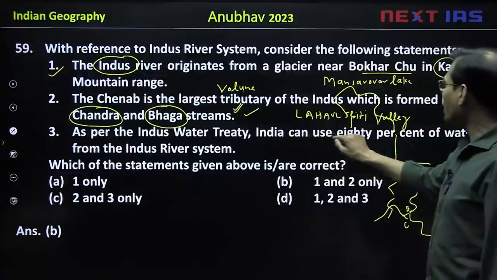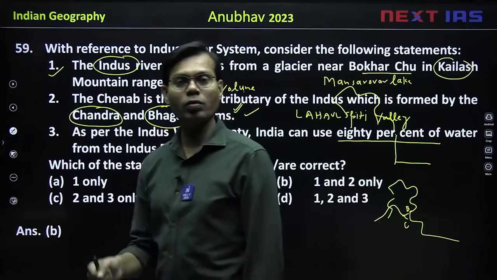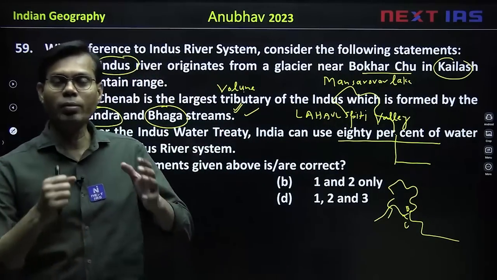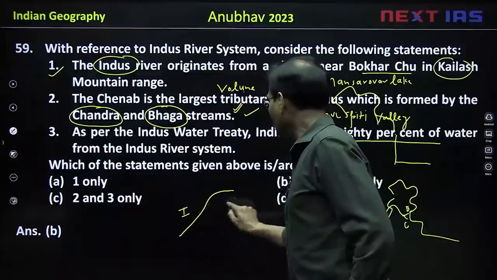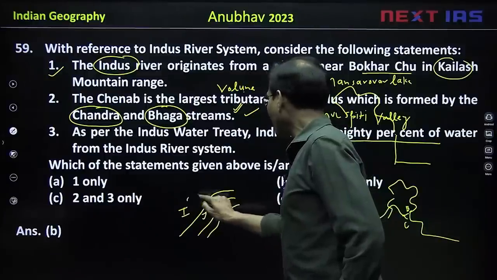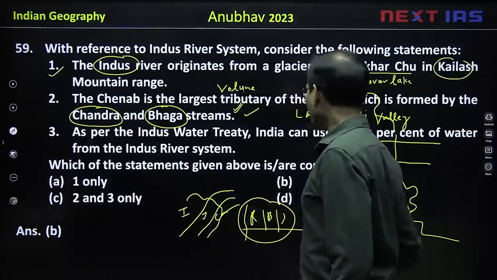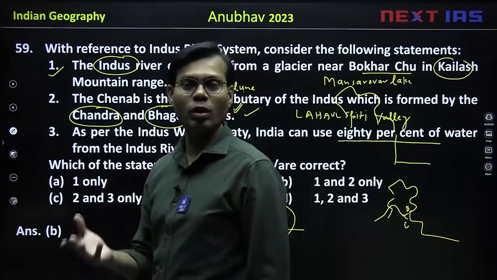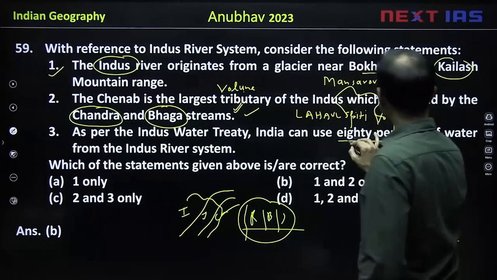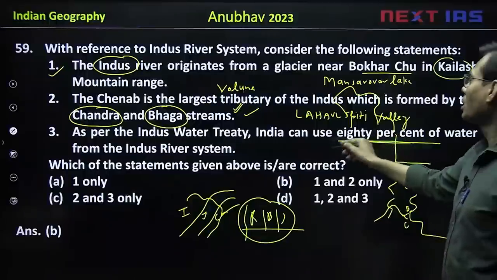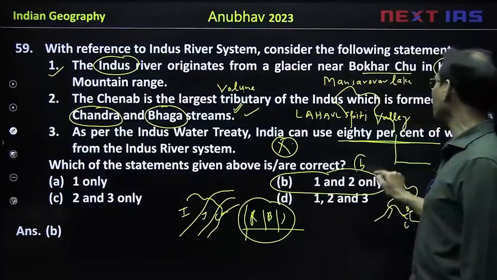As per the Indus Water Treaty, India can utilize 80% water from the Indus River system. You all are aware that the problem in Indus is that Pakistan got the maximum share. The big western rivers, Indus, Jhelum, Chenab, are for Pakistan, and the eastern rivers Ravi, Beas, Satluj are for India. But Ravi, Beas, Satluj have less water, while Indus, Jhelum, Chenab have a large amount of water. So naturally, Pakistan got more rights, the 80% right of the Indus water basin rather than India. So the third statement is outrightly incorrect. So options 1 and 2, again the B option is correct here.